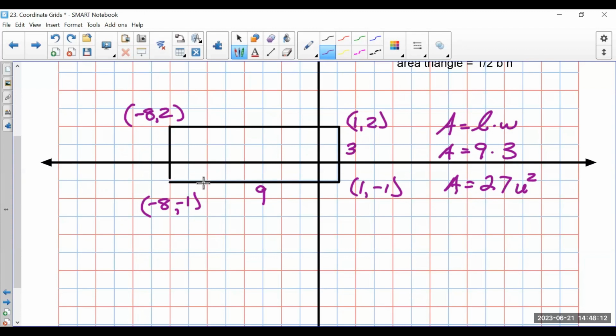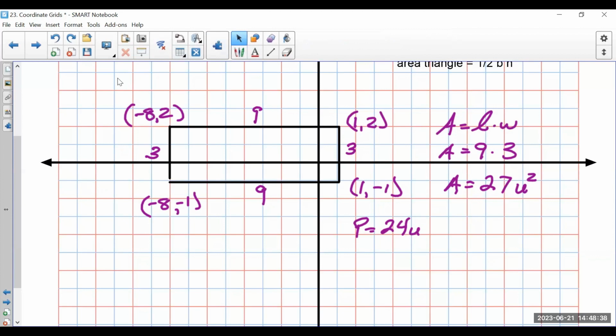And what I tell my students is just count it up. You don't need a formula. 9 plus 3 plus 9 plus 3, or 9 plus 3 times 2 because you have it twice. So 9 plus 3 is 12, plus 9 plus 3 is 24. So your perimeter is 24 units. So that's how you would do a basic rectangle.